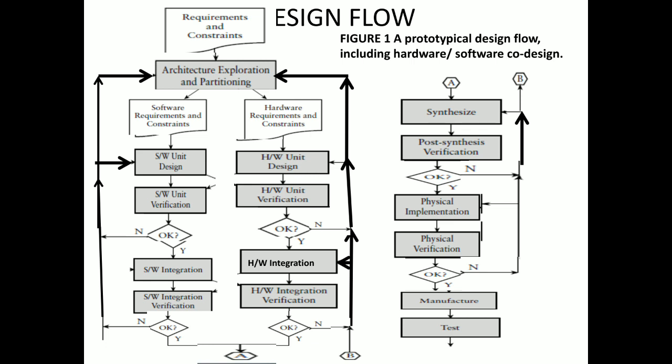You can see the rhombus shape, the diamond shape. Okay, all these have two lines, Y and N. Y stands for yes and N stands for no. All these are going back to the previous stage, meaning physical verification is going back to the synthesis part. Okay, the synthesis stage is going back to the integration stage, and the integration stage is going back to the software design unit and hardware design unit.